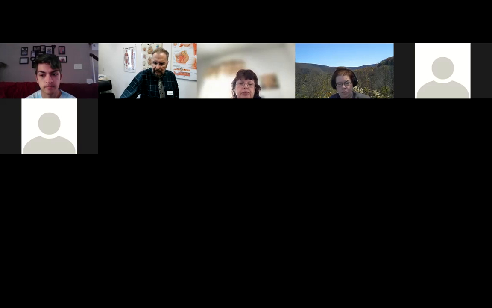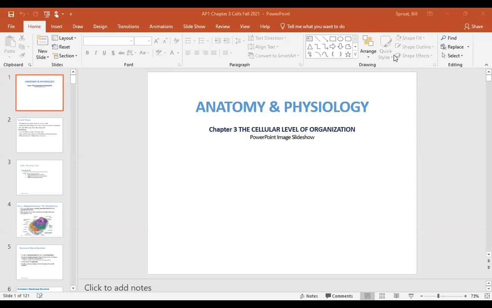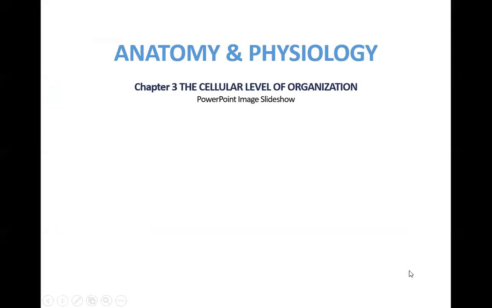Zoom. Let's see if I did this right. Okay, so everybody should see the slide that says the cellular level of organization, chapter 3. At least I hope so.